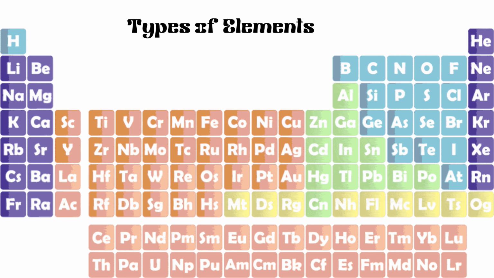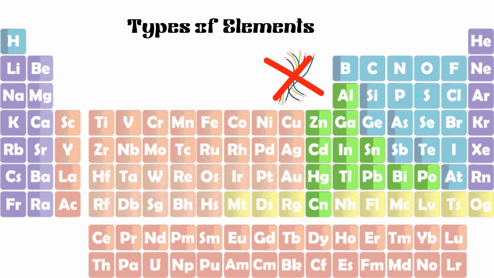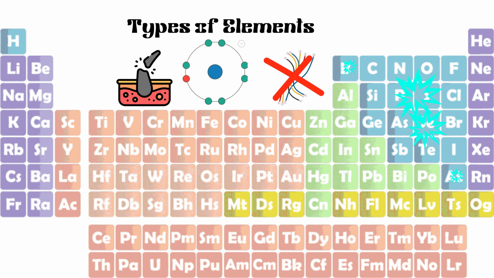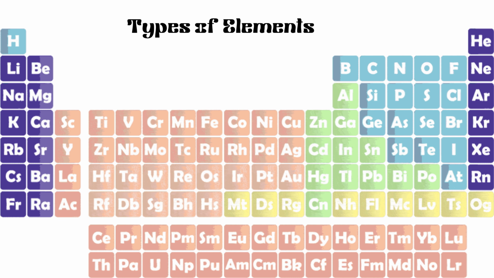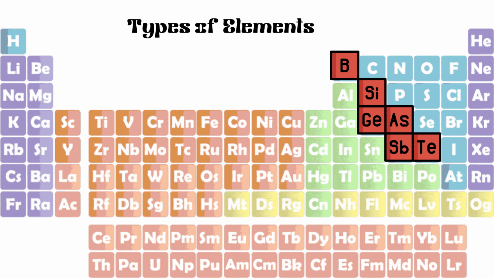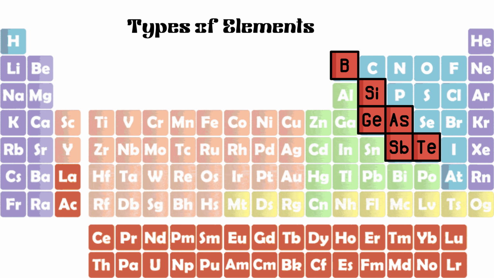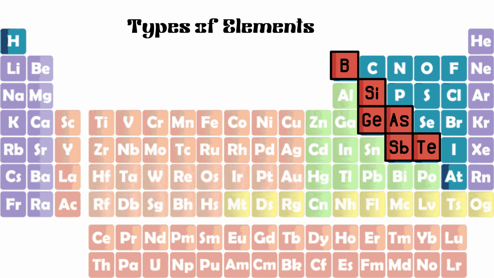Nonmetals are found mostly on the right side, especially in the P block. They are poor conductors, brittle when solid, and tend to gain electrons, forming negative ions called anions. Examples include oxygen and chlorine. Metalloids are located along the stair-step line between metals and nonmetals, sharing properties of both. Think of silicon, boron, and arsenic.